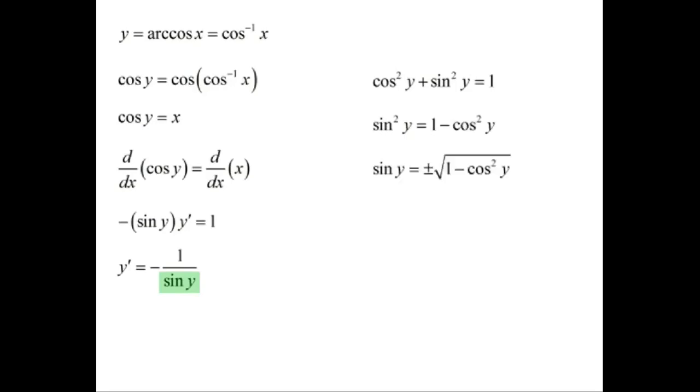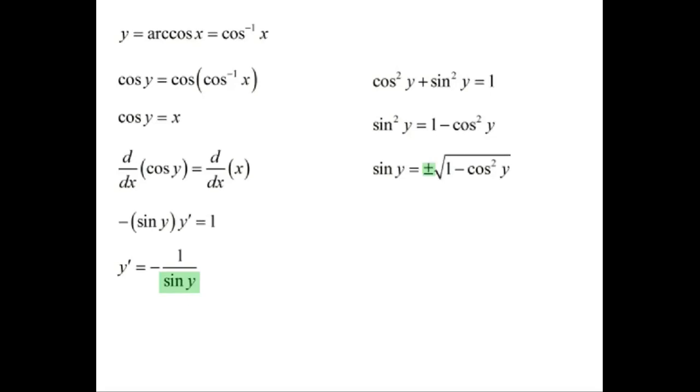Once again, we need to substitute sine of y with an expression in terms of x. Just like the previous problem, we're going to use one of the Pythagorean identities to substitute sine of y with an appropriate equivalent expression. So sine of y is equal to the square root of 1 minus cosine squared of y. Once again, we have two answers, positive and negative.